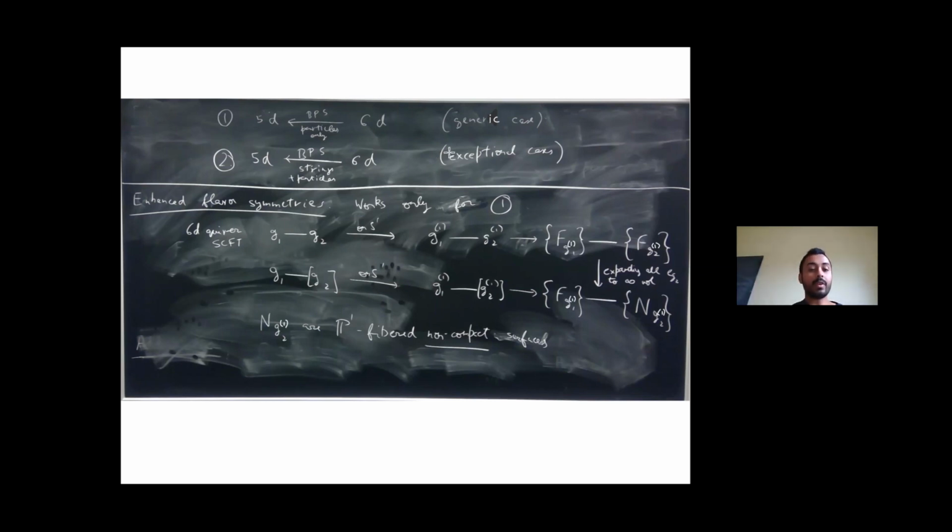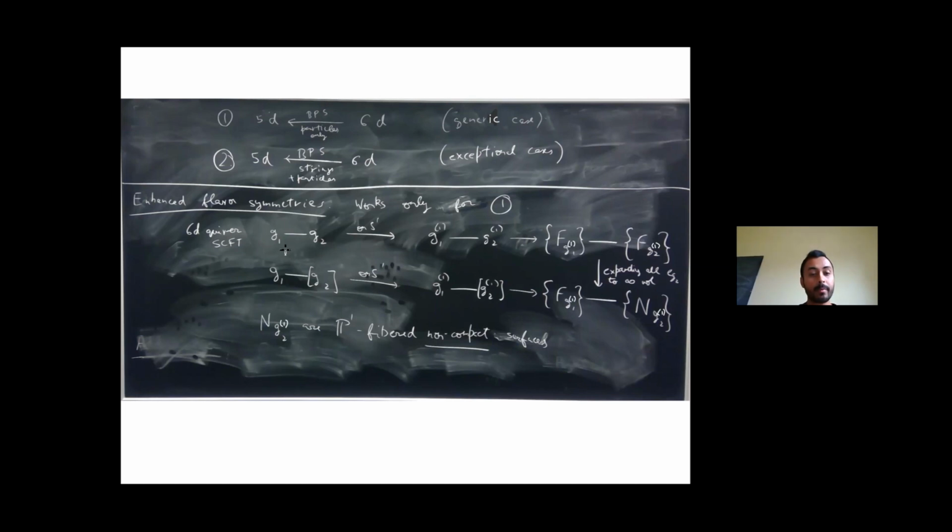Right, so now this finishes my discussion about the classification of 5D SCFTs. And now I'm going to switch gears and discuss enhanced flavor symmetries. I should caution that this method only works for the first kind of theories, the generic case, where you can obtain a 5D SCFT from a 6D SCFT by integrating out BPS particles alone.